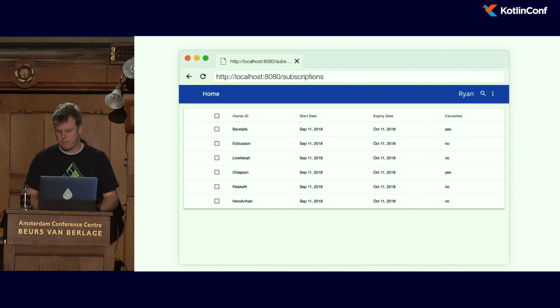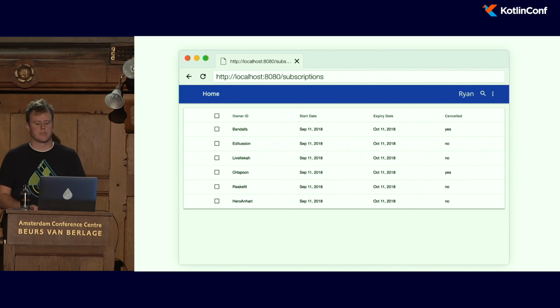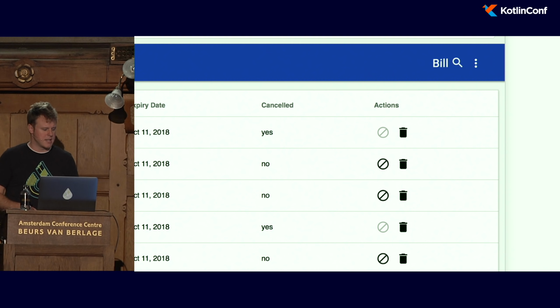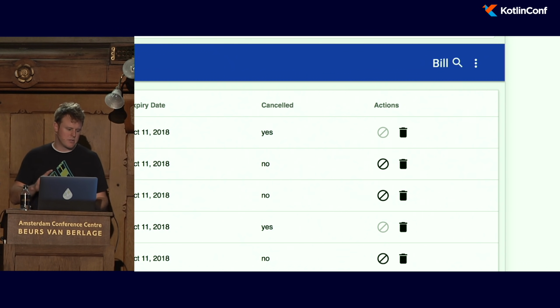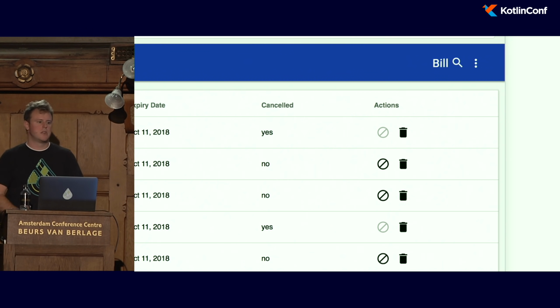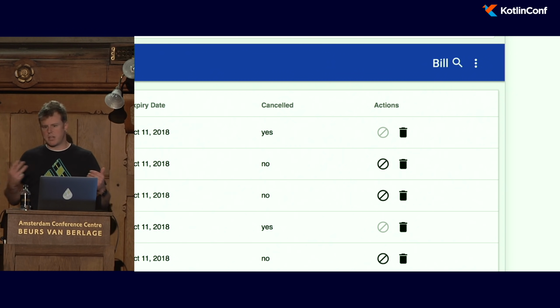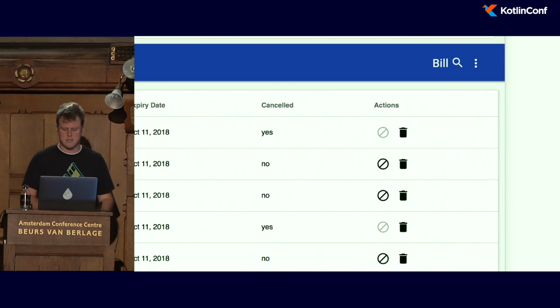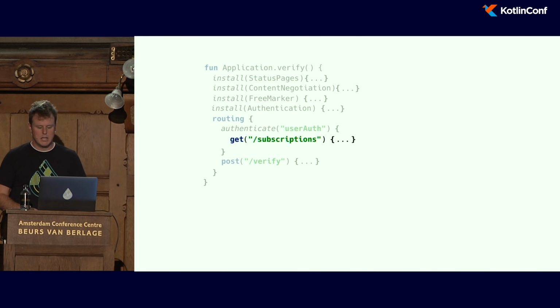We have a list of subscriptions, but I want to manage those subscriptions. So I'll update it here, and you'll notice that I added these buttons over on the side. And these buttons are just going to allow me to cancel or delete subscriptions. So pretty simple. You might think of a few ways to implement that. I'm going to do it with forms, in which case I'll show you each one of those buttons is going to be a form in and of itself.